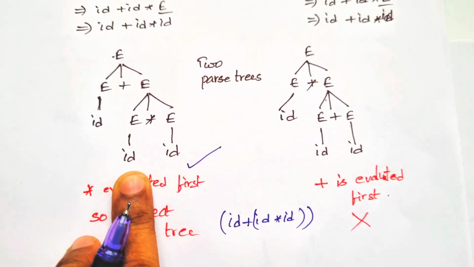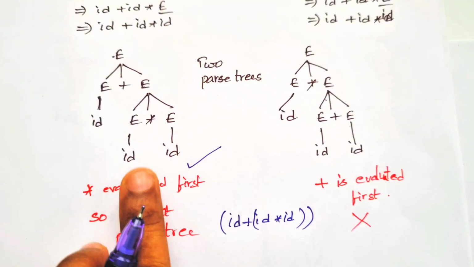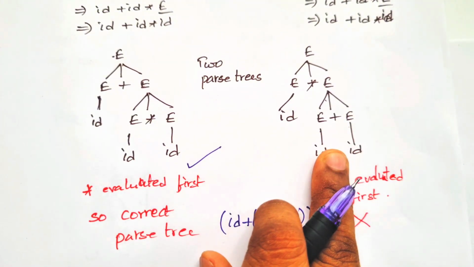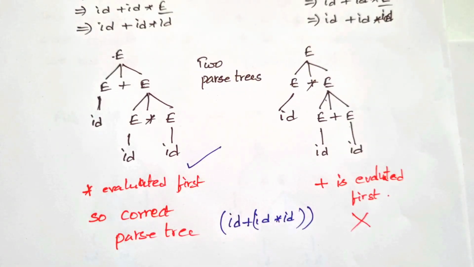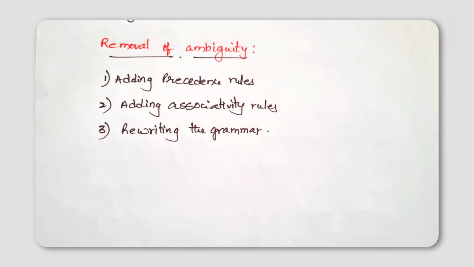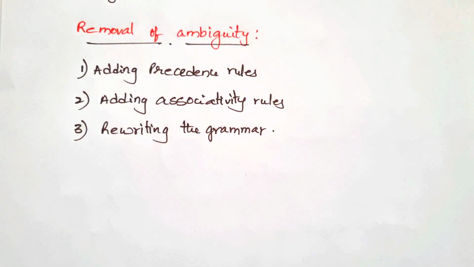Means you need to convert the given grammar into such a form that you will get this parse tree, not this parse tree. How to do the conversion, means how to remove the ambiguity, we shall see now. To remove the ambiguity, we have three steps. First one is adding the precedence rules. What do you mean by precedence? It defines which operators have higher priority in a given expression. For example, we know that multiplication is evaluated before addition.